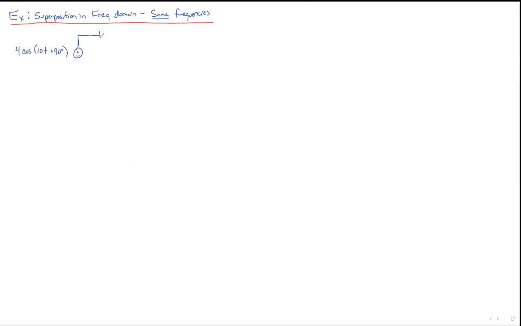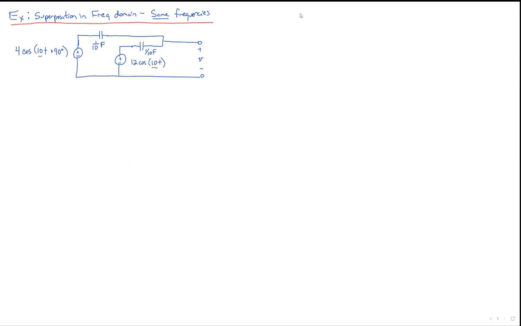Let's begin with an example of superposition in the frequency domain. And this time, we're going to have all of the sources be at the same frequency. So our two sources are both voltage sources. They don't have to be both voltage sources, but they do have to have the same frequencies.